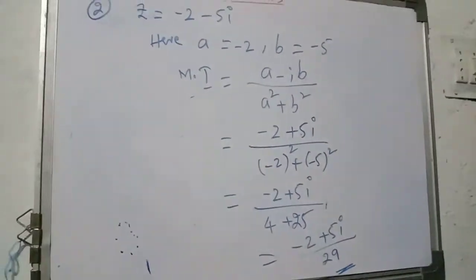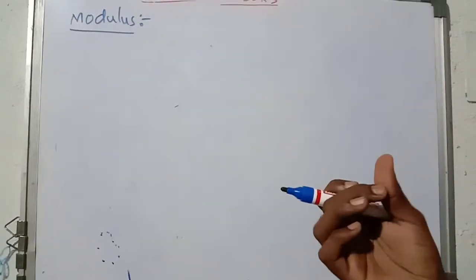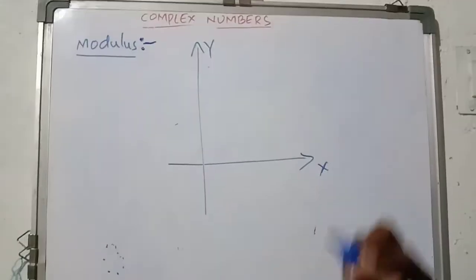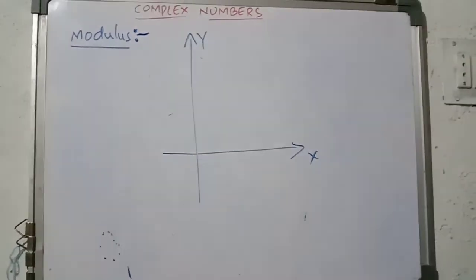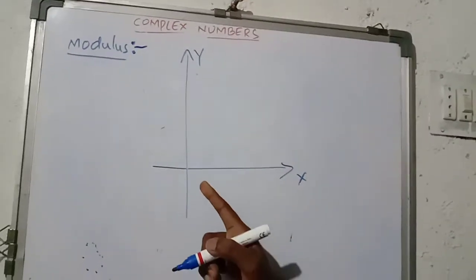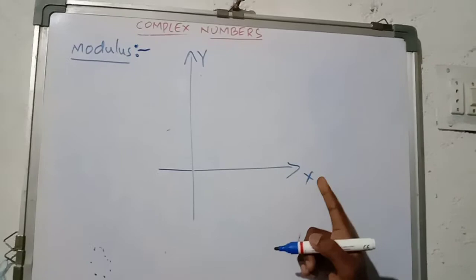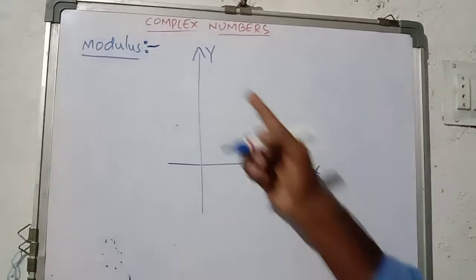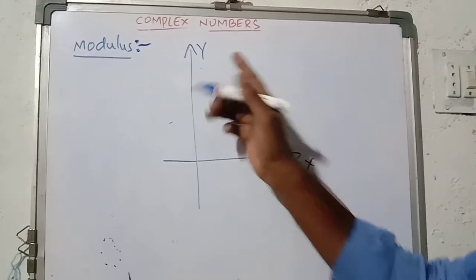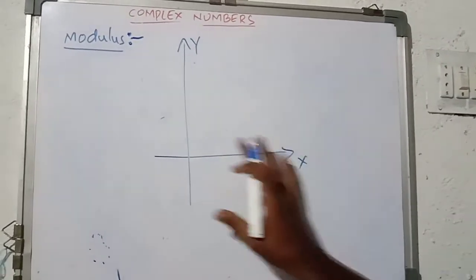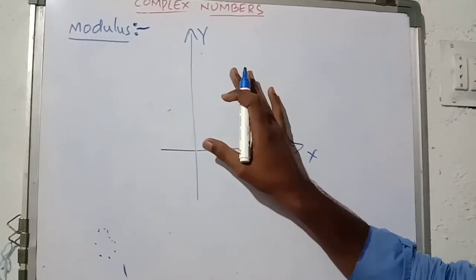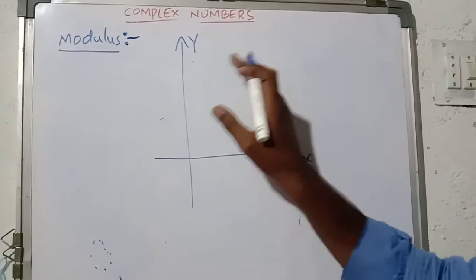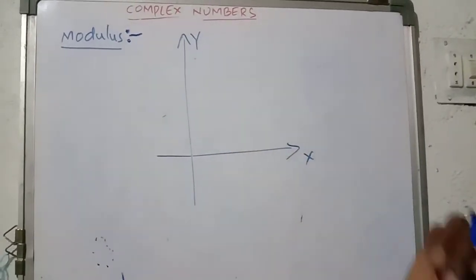Okay. Modulus of a complex number. To represent a complex number in a coordinate system, we take the x-axis as the real axis and the y-axis as the imaginary axis. To represent a complex number on graph paper, the coordinate system becomes the Argand plane.